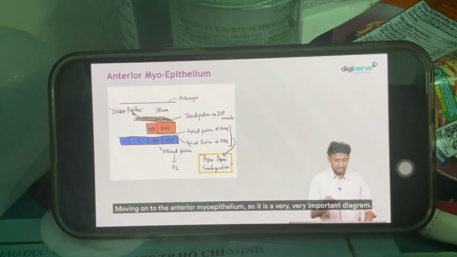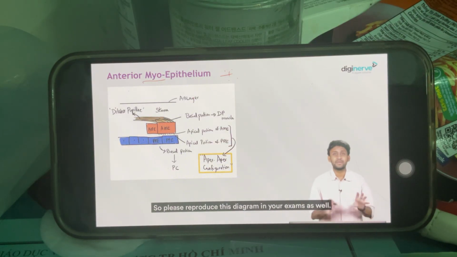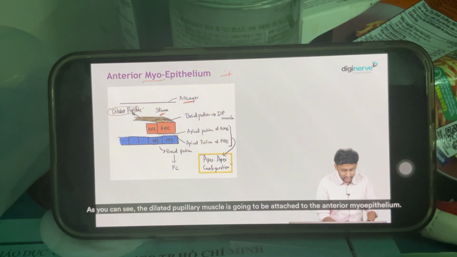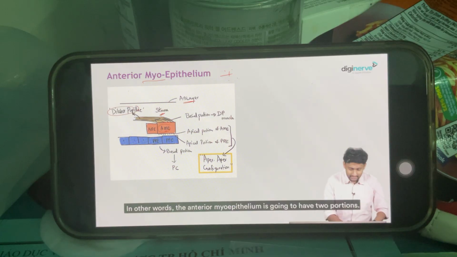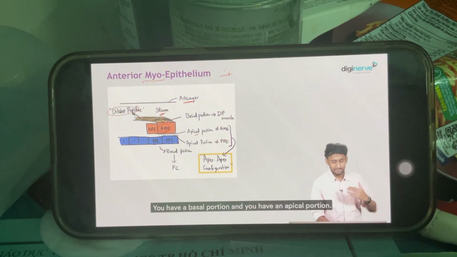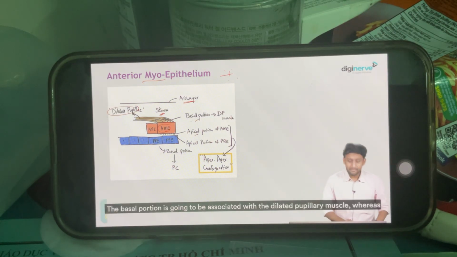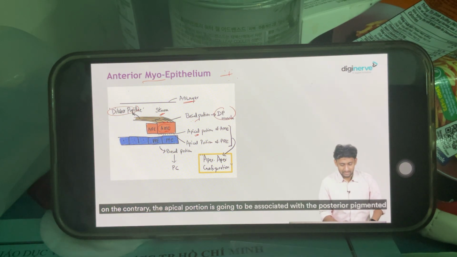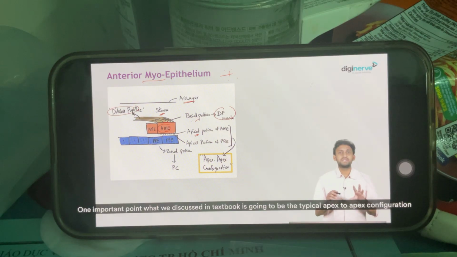Moving on to the anterior myoepithelium. So it's a very, very important diagram. So please reproduce this diagram in your exams as well. This is going to be the anterior border layer, the stroma. As you can see, the dilator pupillae muscle is going to be attached to the anterior myoepithelium. In other words, the anterior myoepithelium is going to have two portions. You have a basal portion and you have an apical portion. The basal portion is going to be associated with the dilator pupillae muscle, whereas on the contrary, the apical portion is going to be associated with the posterior pigment epithelium. One important point we discuss in textbook is going to be the typical apex to apex configuration of these.